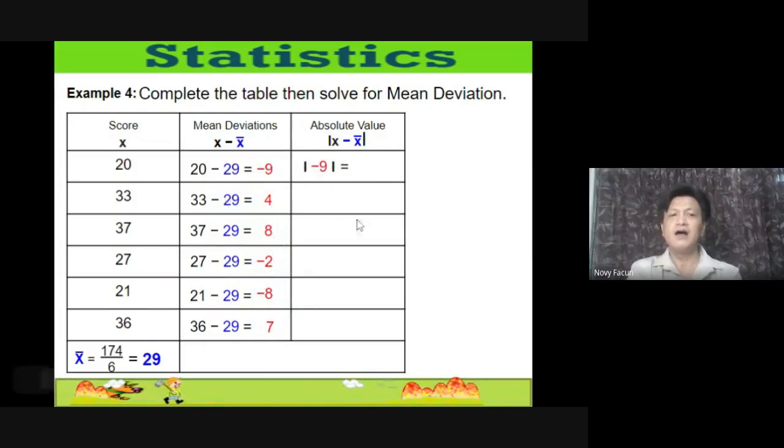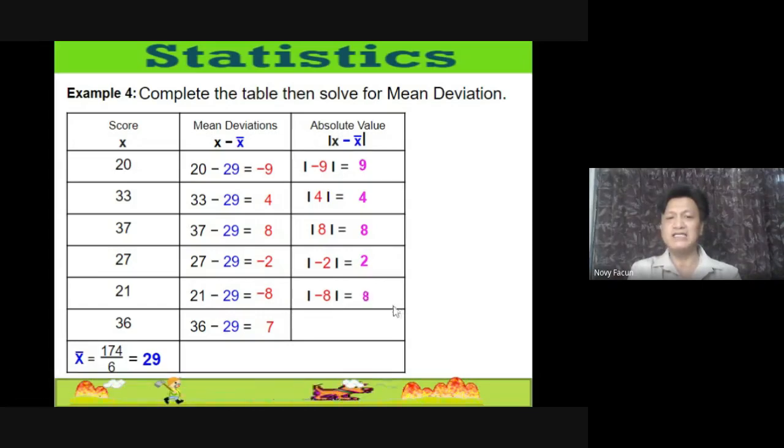Kaya nga, ulit. Okay, ibig sabihin niyan, this is absolute value. No? When we say absolute value, take the positive sign lang pala siya. Hindi pala siya, wala pa tayo sa variance. So meaning to say, get the absolute value of negative 9, kaya nga magiging positive 9 siya. And 4, so syempre, kung 4 yan, absolute value niya is positive 4 pa rin. And yung 8 naman, absolute value of that is 8. Yung negative 2, the absolute value of negative 2 is always positive. And negative 8, yung absolute value niya is 8. Yung 7, the absolute value is 7.